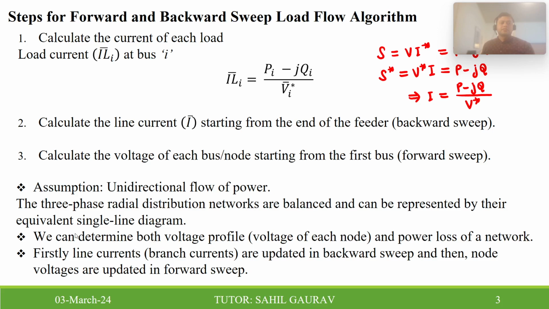With the help of this forward and backward sweep load flow algorithm, we can determine both the voltage profile and power loss of the network. Since the voltage profiles at different nodes are unknown, we are going to find these unknown quantities with the help of the algorithm. First we find the line current with the help of the backward sweep, and then the node voltages get updated by the forward sweep.